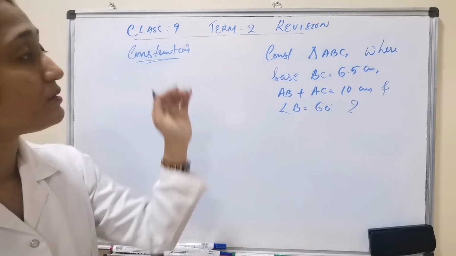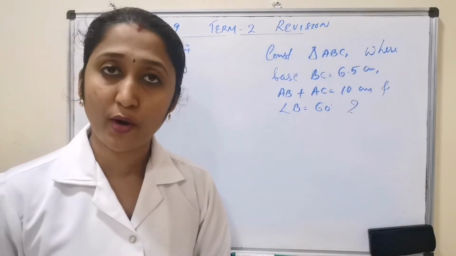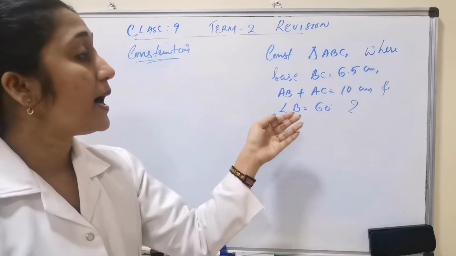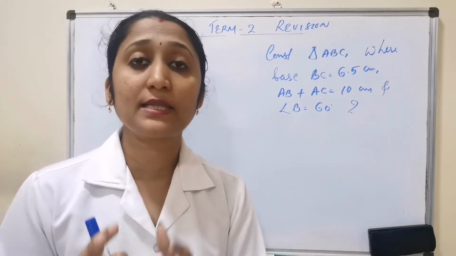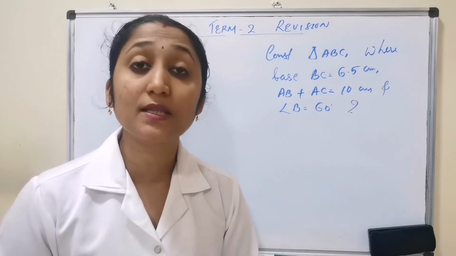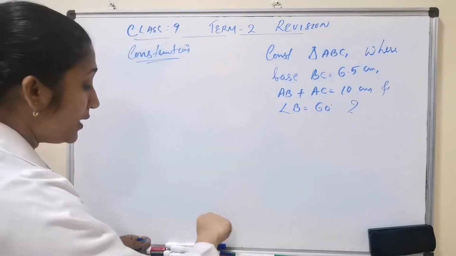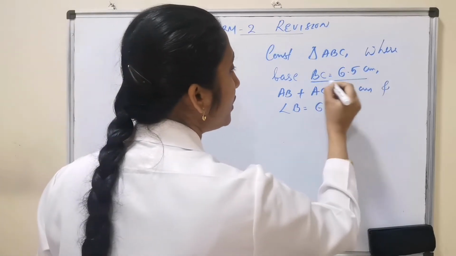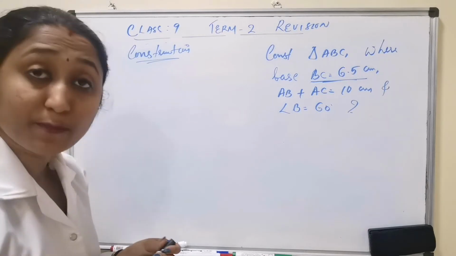Here is one question. Construct triangle ABC where base BC is 6.5 cm, AB plus AC equal to 10 cm, and angle B is 60 degrees. We have to use compass and scale to construct triangle ABC. It is very easy, explained so many times. First of all, we have to draw this BC. What is given here? The base. So the base BC is 6.5.